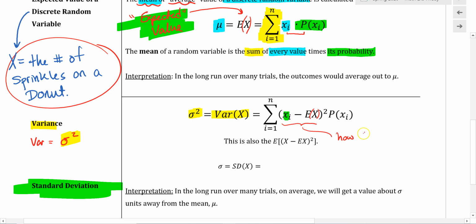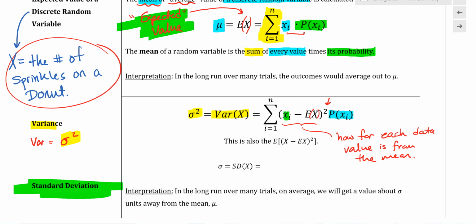How far each data value is from the mean. Remember, some of those will be on either side of the mean, so you'll get some positive, some negative answers. That's why we square it to get rid of that negative, just like we did with standard deviation. And in this case, we then multiply by the probability of each data value occurring. Again, once we get our hands on it and do one, it's not going to be that bad.